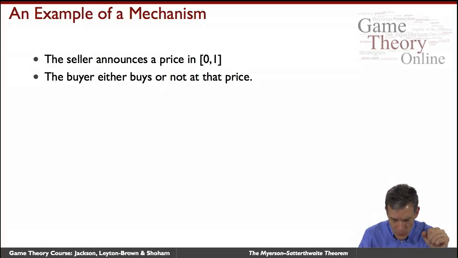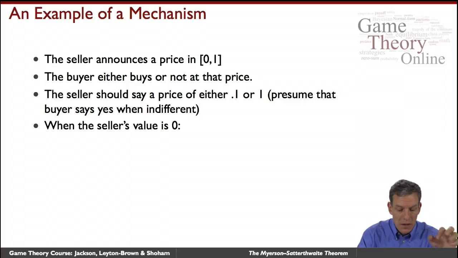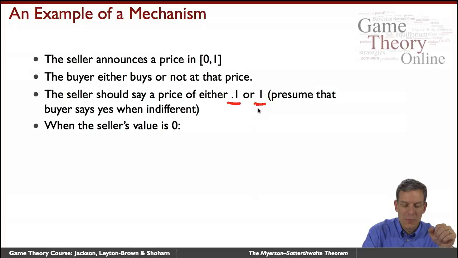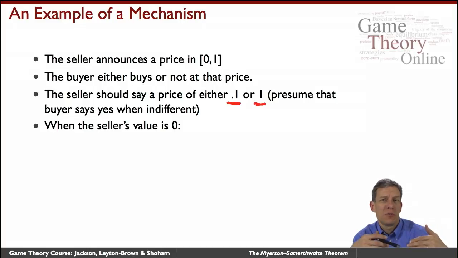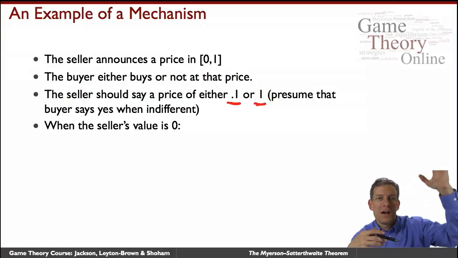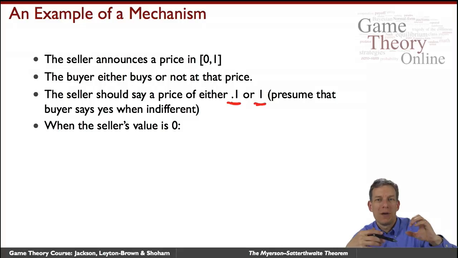So let's think of this world. In this case, the seller basically should either sell at a price of 0.1 or 1. Selling at a price of 0.5 doesn't make sense if you're the seller. You could still charge 0.6, and the high value buyer would still want to buy it at 0.6 rather than 0.5, and the low value buyer isn't going to want to buy at either of those.